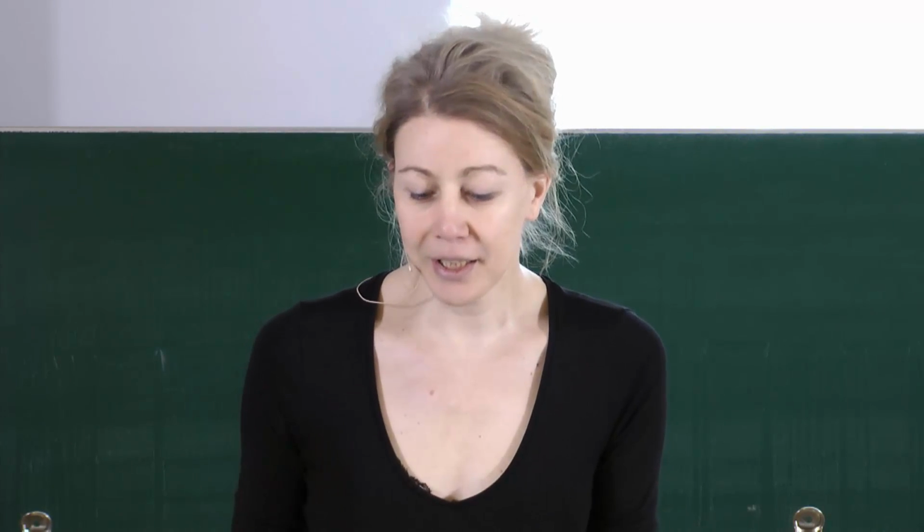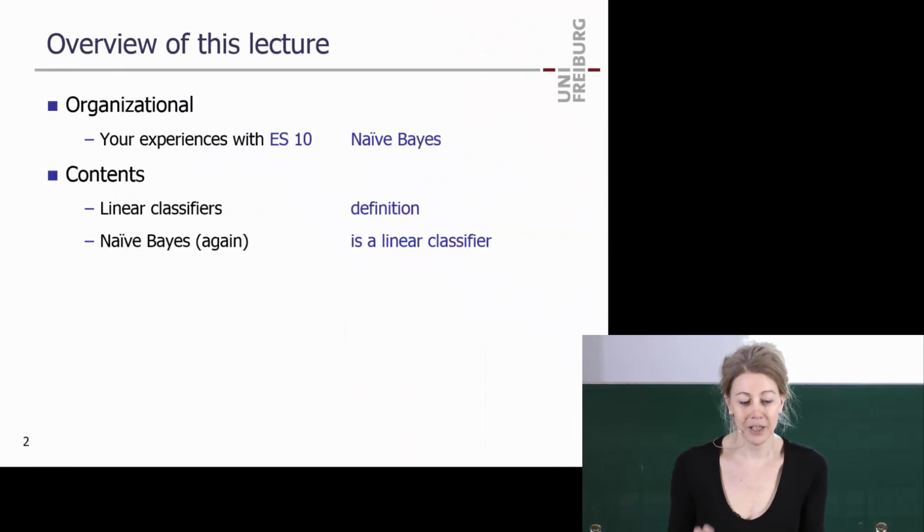We'll talk about linear classifiers, which is a generalization of what we did so far. Then I will prove or begin to prove that naive Bayes is in fact a linear classifier, which was not obvious from what we did in the last lecture. And you will complete the proof in the exercise sheet.